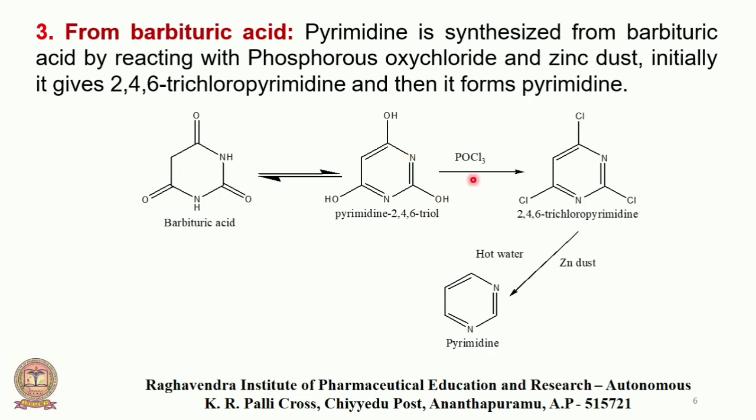This upon reacting with phosphorus oxychloride, POCl3, the OH groups are removed and chlorine attaches at the 2, 4, 6 positions, giving 2,4,6-trichloropyrimidine. In the presence of zinc dust as catalyst, this 2,4,6-trichloropyrimidine gives the pyrimidine. So pyrimidine is synthesized from barbituric acid by reacting with phosphorus oxychloride and zinc dust. First it undergoes keto-enol tautomerism, then reacts with phosphorus oxychloride and the OH group converts into Cl, and dechlorination happens in the presence of zinc dust.